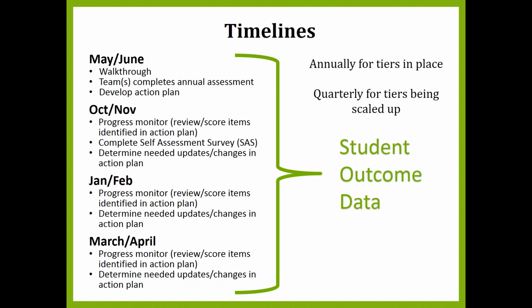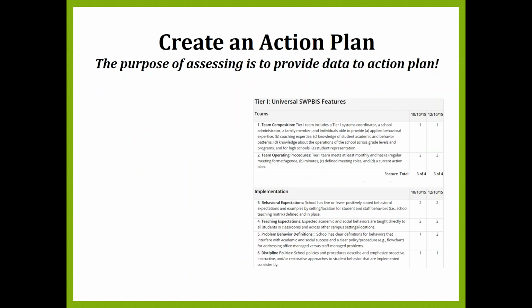You might choose to do 3 times a year, so it might look more like annually assess in May and June, progress monitor in November, and progress monitor in March. And then you're going to create that action plan, because the purpose of any assessment is to use that data.